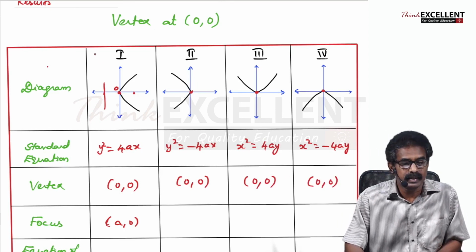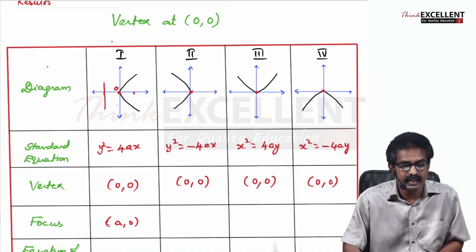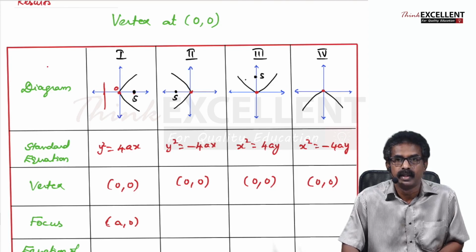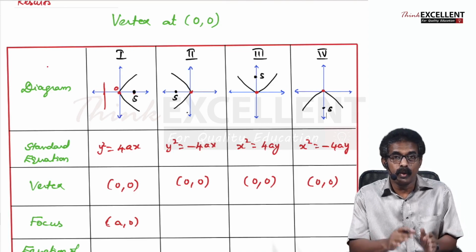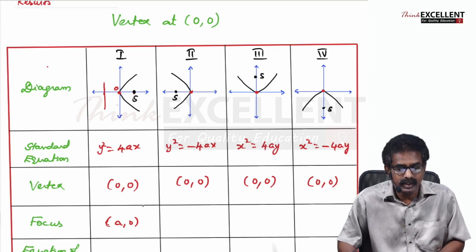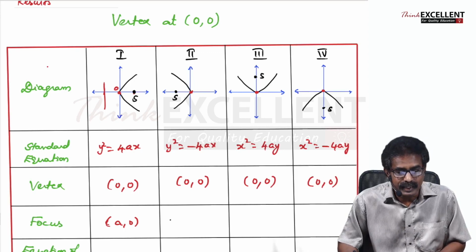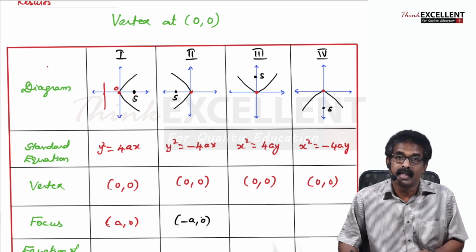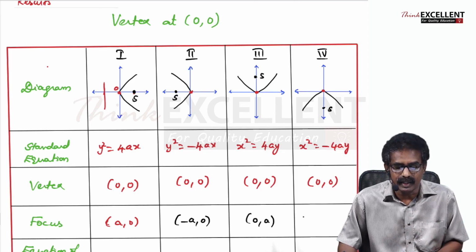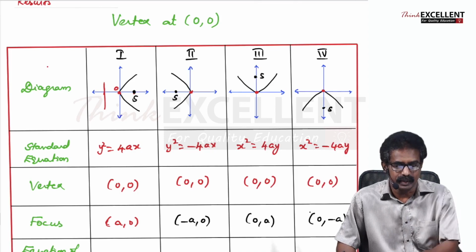The focus changes. Please listen. For the first type, the focus is here, (a, 0). For the second type, it is here, inside the curve. For the third type the focus will be here, and for the 4th type the focus will be here. On the x-axis, the y coordinate is 0; on the y-axis, the x coordinate is 0. So for the first type the focus is (a, 0), for the second type it is (minus a, 0), for the third type it is on the y-axis, so (0, a), and for the last one it is (0, minus a).